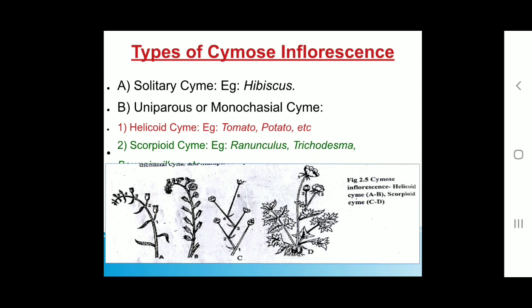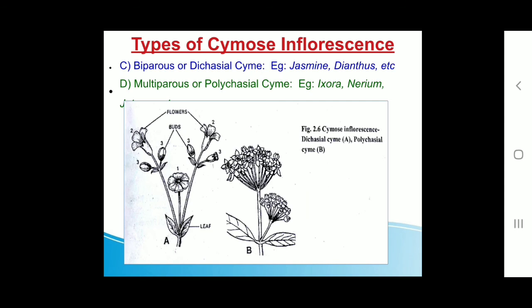Then in cymose type of inflorescence, there is a second type, that is biparous or dichasial cyme. So this biparous or dichasial cyme is characterized as the primary axis is terminated by a flower. The axis bears two lateral branches on both sides, which may further branch repeatedly. Example, clerodendron, jasmine, dianthus, etc.